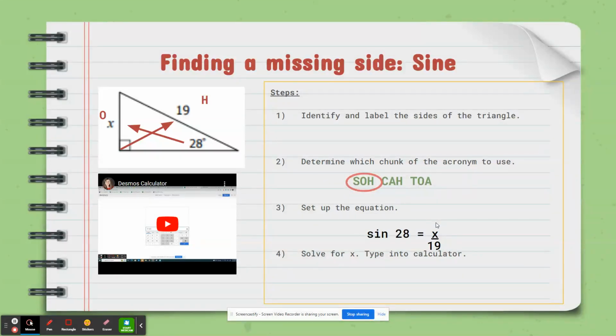In order to isolate x, we must multiply 19 to both sides of our equation. To ease some confusion, it is easier to multiply 19 to the front of the trig function. You will then type 19 sine 28 into your scientific calculator, and the result will be the answer to solving for x. If you need help typing this in, please watch the embedded video for how to type it into your calculator. For the majority of this lesson, you can go ahead and round your answers to one decimal place. So in this case, x is equal to 8.9.